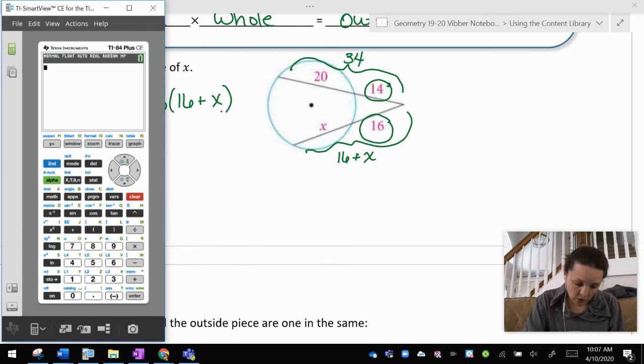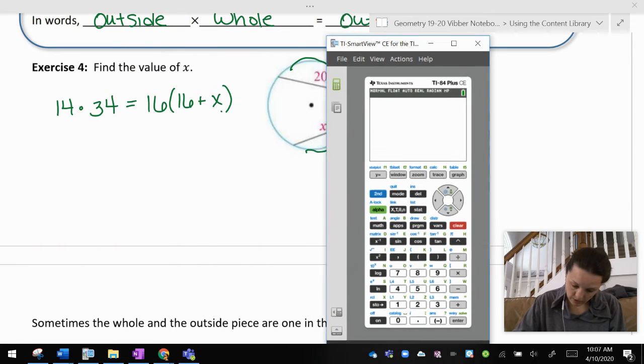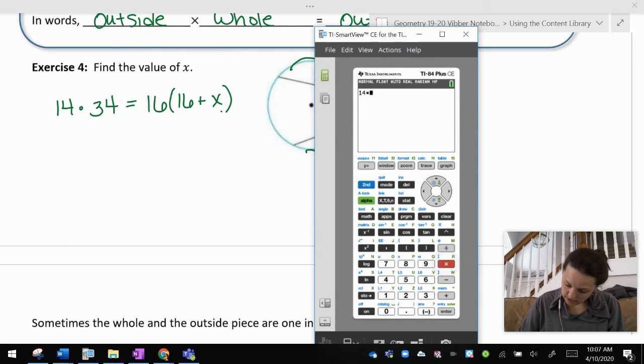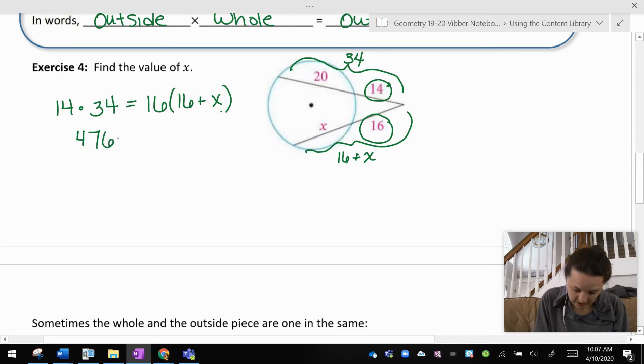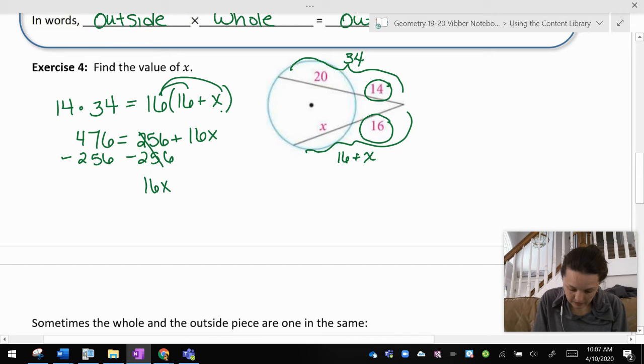Okay. So I was supposed to do 14 times 34. That is 476. 16 times 16 is 256. 16 times x is 16x. And now I'm going to subtract 256 and get, what's this, 220, and then divide by 16.